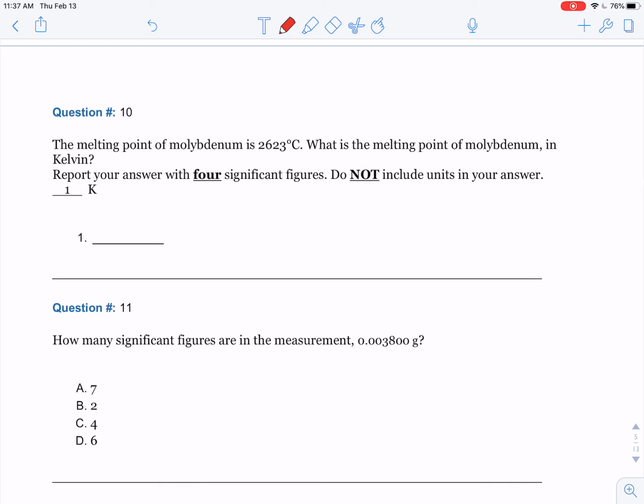Melting point of molybdenum is 2623, and we want to know what the temperature in Kelvin is. So Kelvin is Celsius plus 273. Therefore, we are looking at 2623 plus 273, which is 2896, and that's your answer.